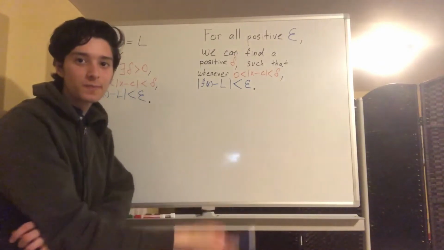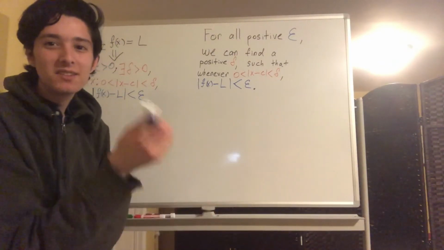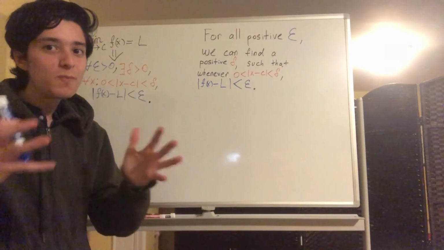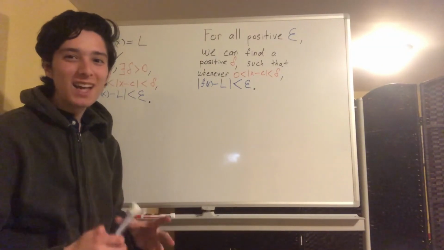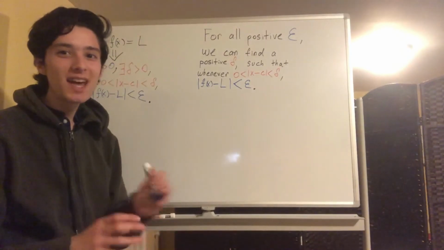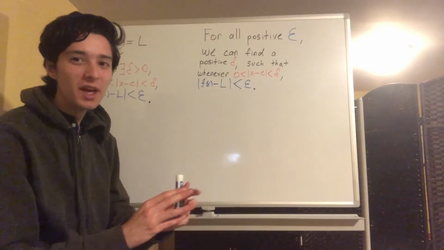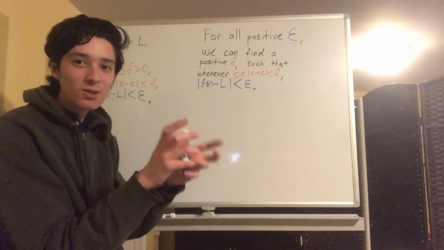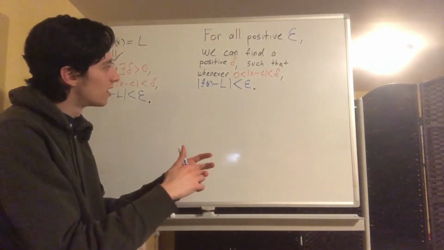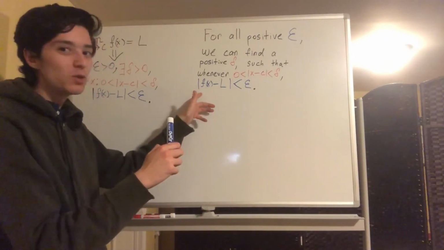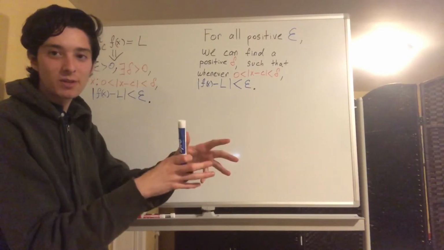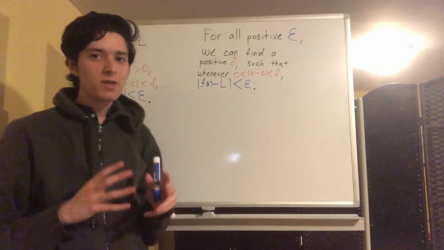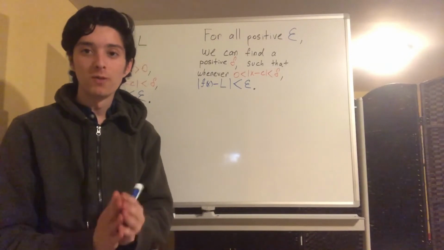that f of x minus L is going to be less than epsilon. And so the idea is it doesn't matter how small or how big our epsilon is, it is always possible to find a value of delta such that when x is within that delta of c, so we're only letting x be certain values, the distance between f of x and L is also going to be less than epsilon. So there's one more thing that I want to talk about before we finish this video.